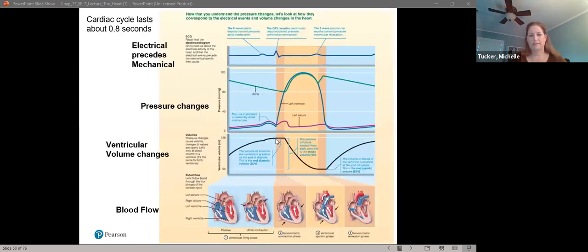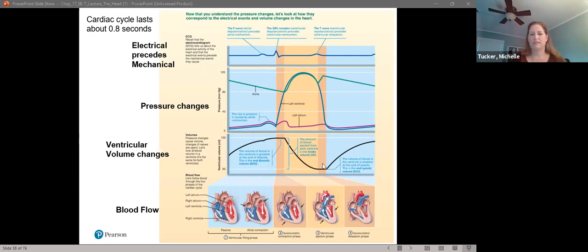So this is the end of the first phase. This is looking at ventricular volume. So at this point here, we have end diastolic volume. So phase 1 ends with the formation of end diastolic volume.